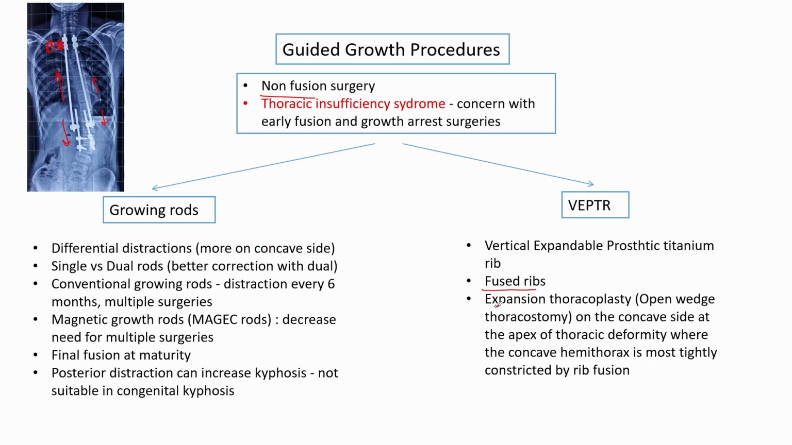So, at the location of the fusion at the apex on the concave side, we do an expansion thoracostomy, which is an open wedge thoracostomy on the concave side at the apex of the deformity, where the concave hemithorax is most tightly constricted by the rib fusion. Now, once this thoracostomy is performed, these anchors are connected by the Vector device, which has central sleeves which slide over each other, and the spine is gradually distracted to achieve spinal length and improve the pulmonary function.